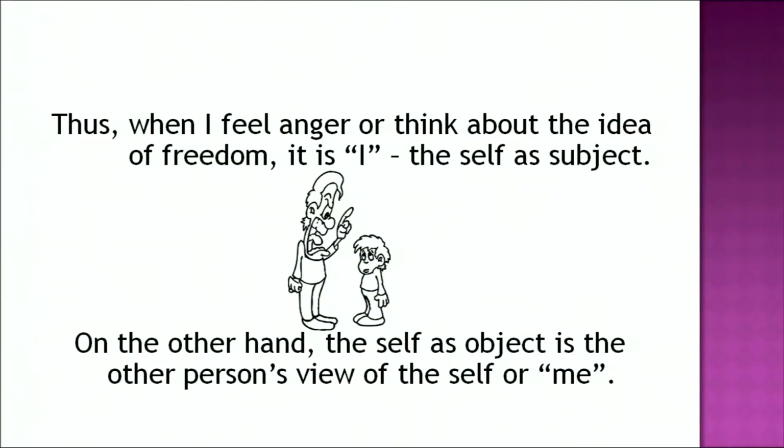For example, when I feel anger or think about the idea of freedom, it is I, the self as the subject. What do I feel? But when we describe self as an object, it is what another person's view of the self or me is. That is the self as an object.